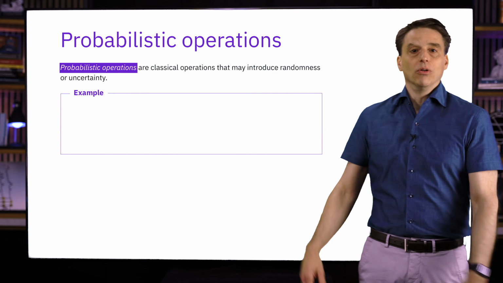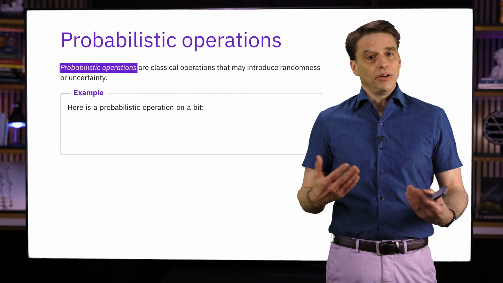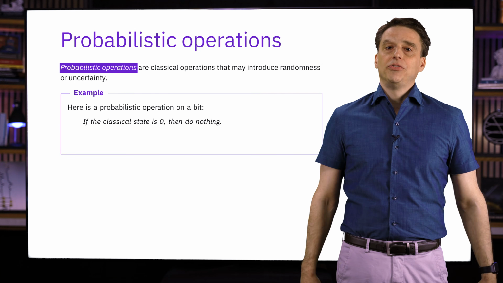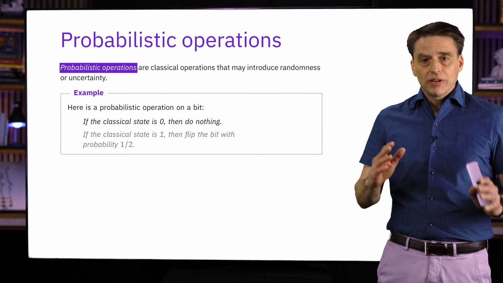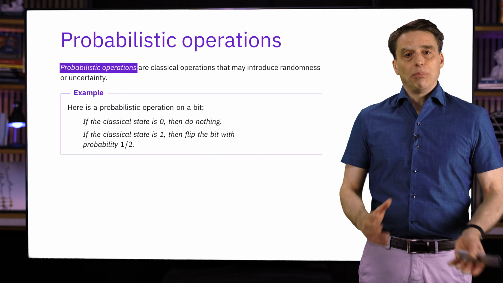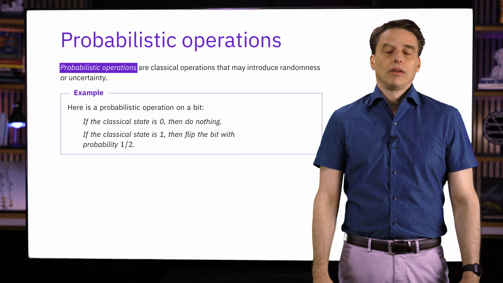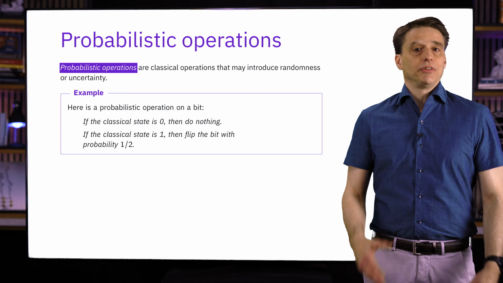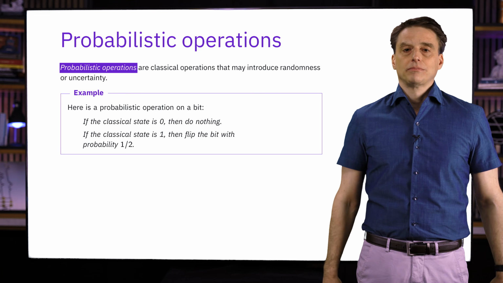Here's a simple example where some randomness is introduced. This is an operation on a single bit. The way that it works is that if the classical state of the bit is a 0, then nothing happens. The bit stays as a 0. But if the classical state of the bit is a 1, then the operation flips the bit to 0 with probability equal to 1/2. There's no special name for this operation, at least not that I'm aware of. It's just an example. But you could imagine performing this operation on a bit.